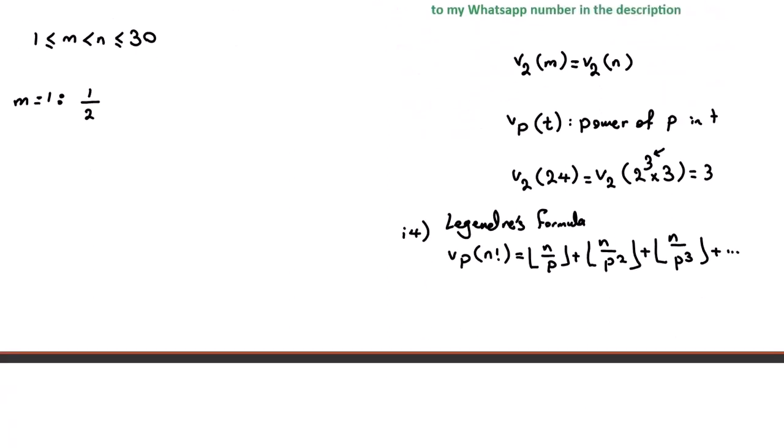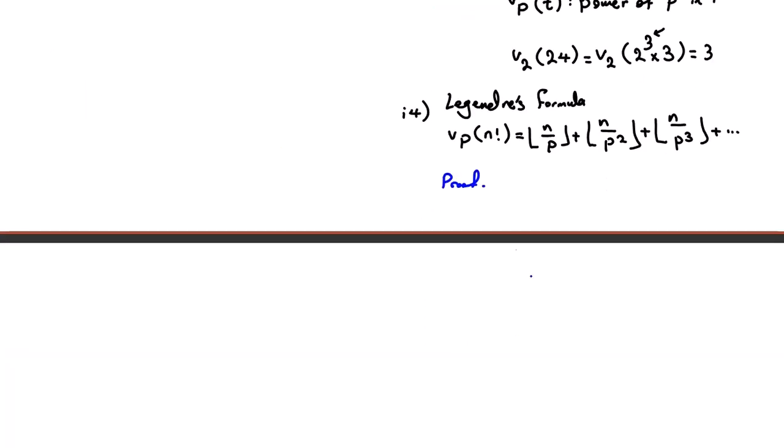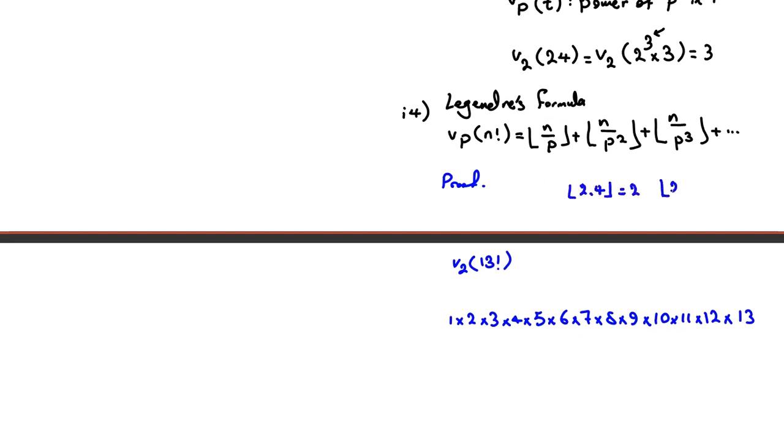And the proof, let me tell you, is this. For example, when you want to find v2 of 13 factorial, you say it is 1 times 2 times 3 times 4 times 5 times 6 times 7 times 8 times 9 times 10 times 11 times 12 times 13. This sign is floor. For example, when you say floor of 2.4, you should round down, so it is 2, and floor of 2.9 is also 2. Now, if I want to use this formula, it says 13 over 2.